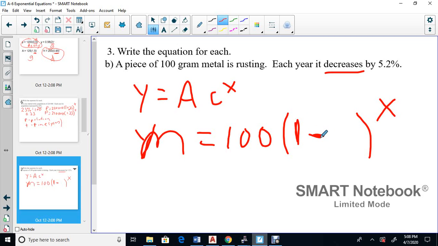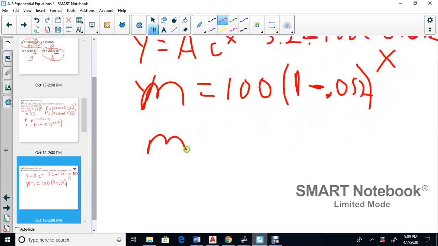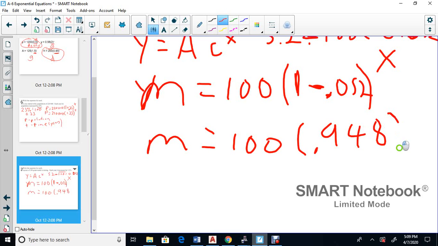Now you have to take the 5.2 and divide it by 100. So you take the 5.2 divided by 100, and you get 0.052. So here you put 0.052, and it decreases, so it's a minus. Let's extend this down. So my mass equals 100, 1 minus that, so it's 0.948. You can use your calculator. To the x, instead of x, I'm going to put to the t.